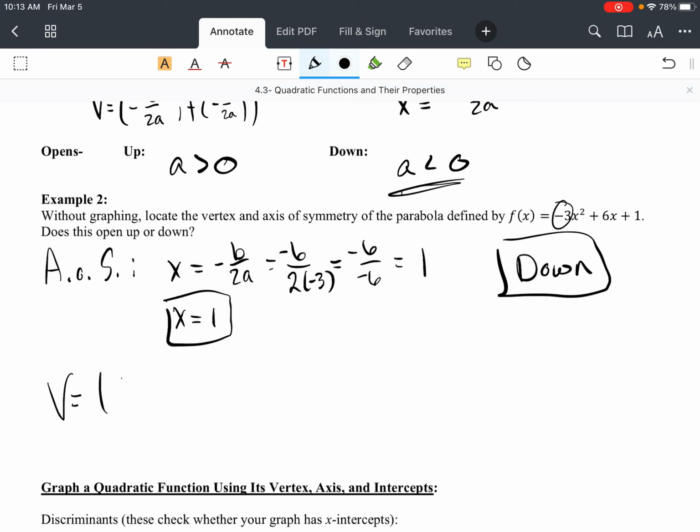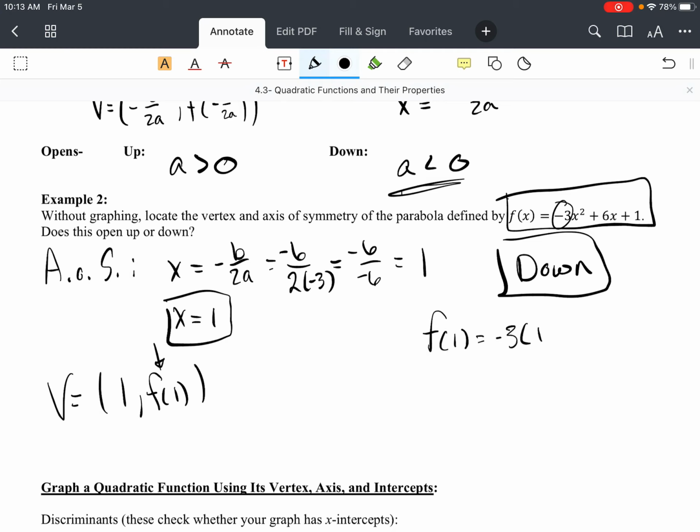So our vertex, our axis of symmetry and our h value is going to be the same. We've already calculated half of it. Now to calculate the k value, we're going to have to find f of 1. What that means is I'm going to plug 1 into my function up here, so I'm going to do that right over here.